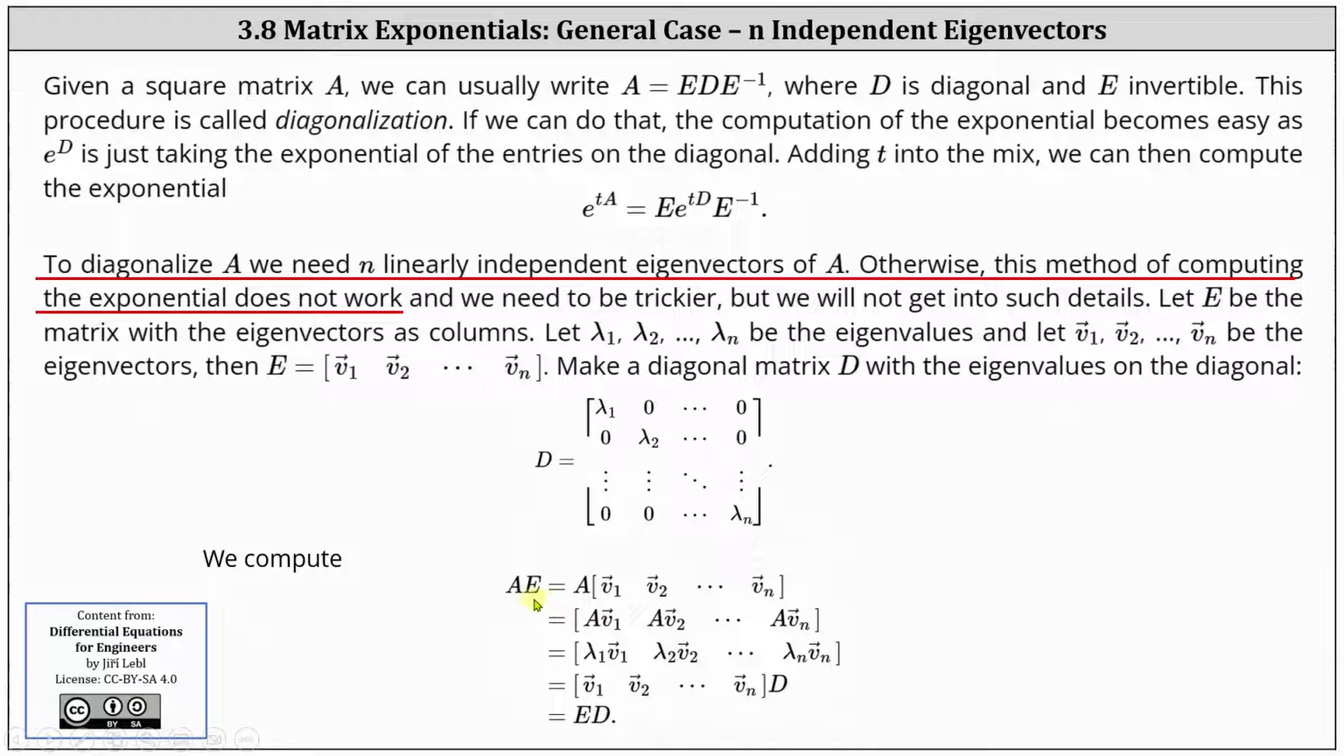And now we compute A times E. So on the right we have A times E. Multiplying by A we have the next line. And then we replace A times v1 with lambda 1 times v1. We replace A times v2 with lambda 2 times v2, all the way out to replacing A times the eigenvector vn with lambda n times vn. Next we factor out the eigenvalues on the right, which gives us matrix D. And notice on the left we have matrix E. So now we have A times E equals E times D.